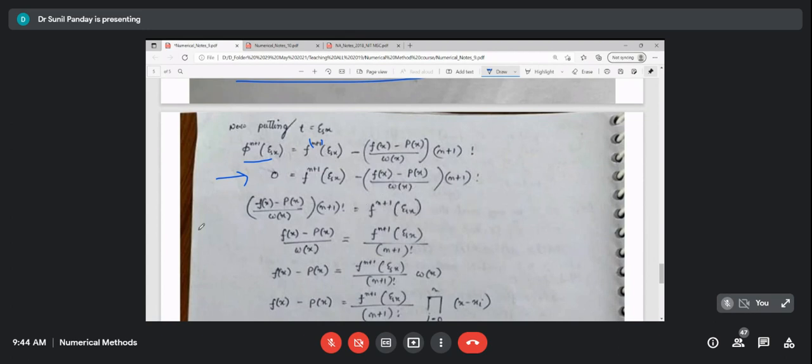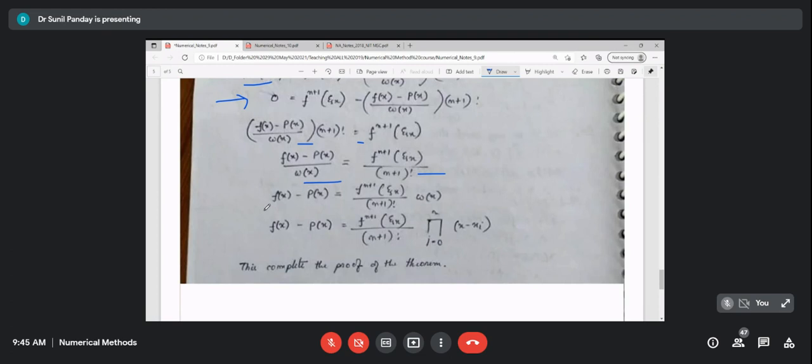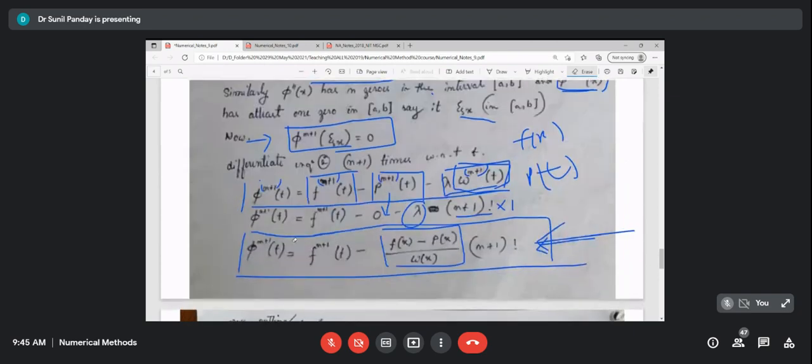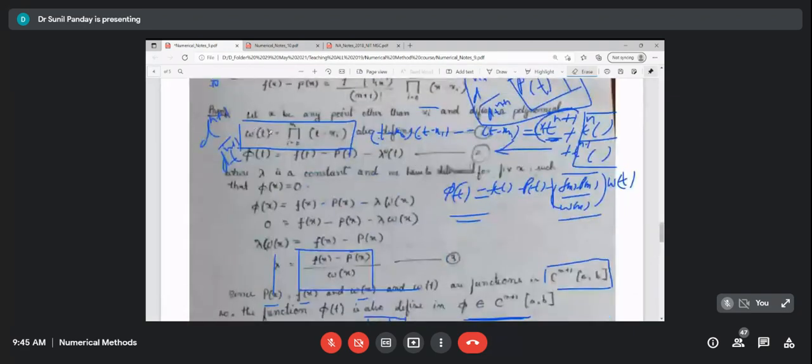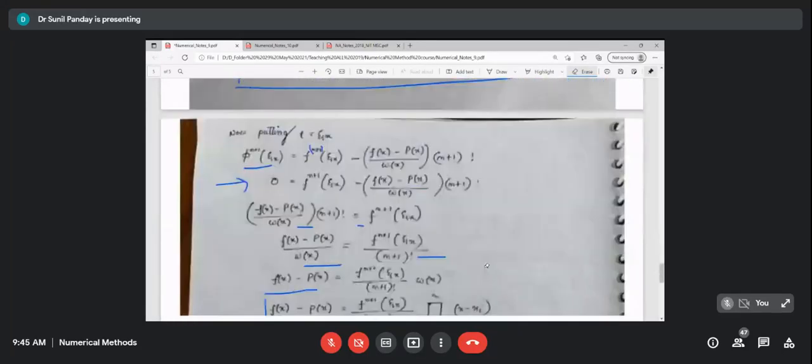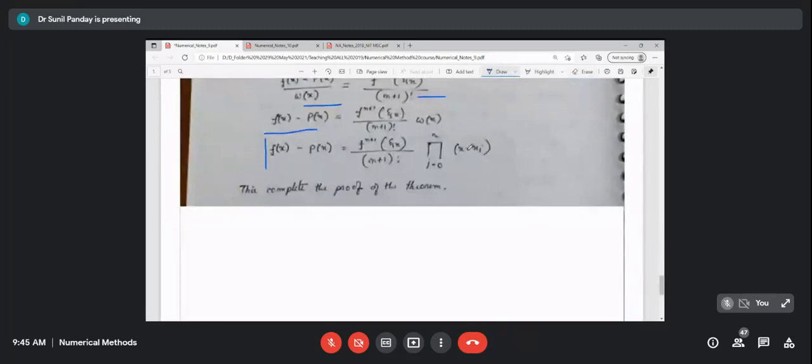We take this part to the other side, and then if we divide by n plus 1 factorial, we keep it here and multiply by w(x) there. Then we substitute the value of w(x): we know w(t), but if I replace t by x, I will get w(x) in this definition of w(t). So if I write t equal to x, I will get this.